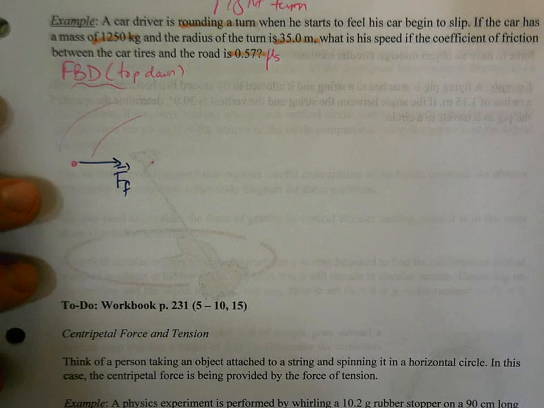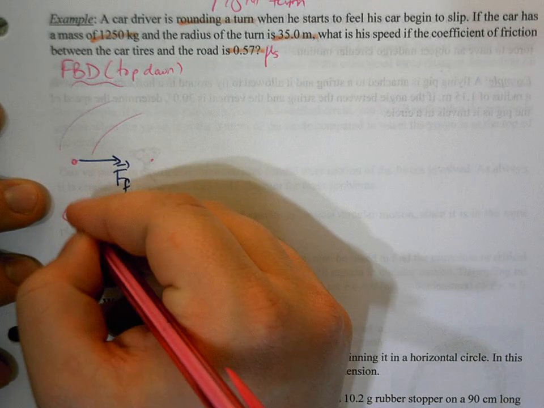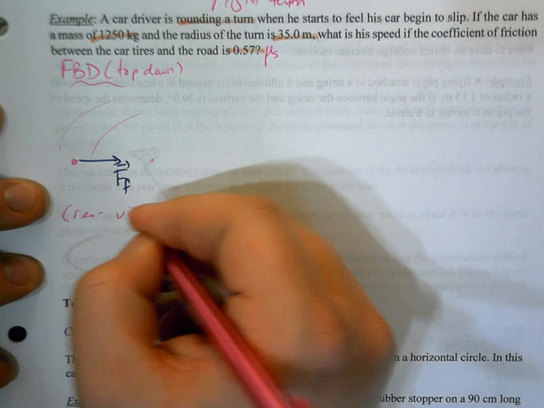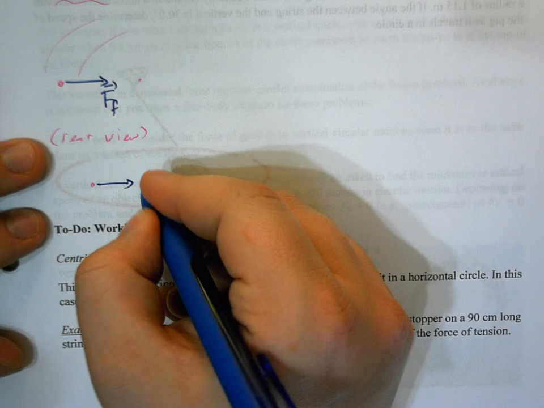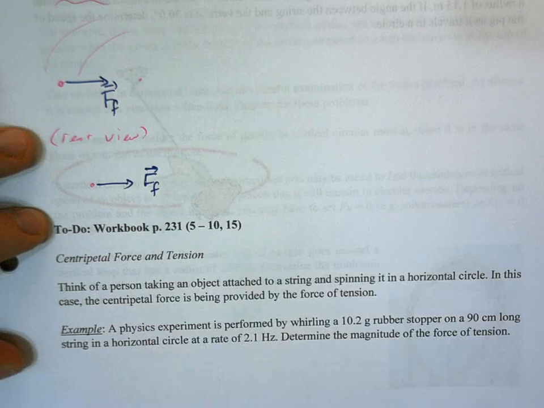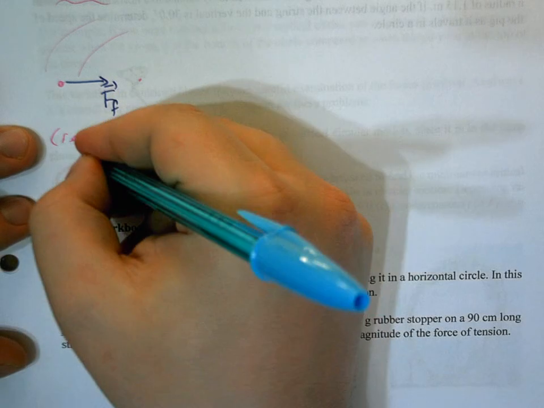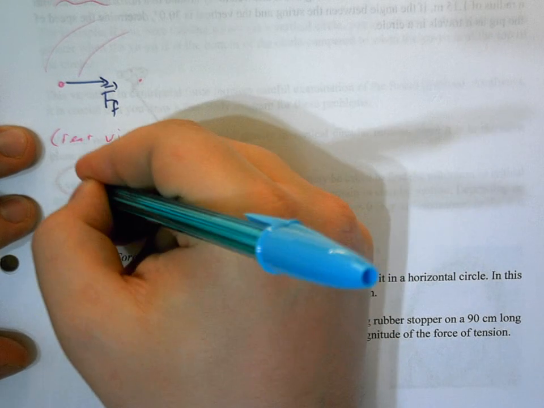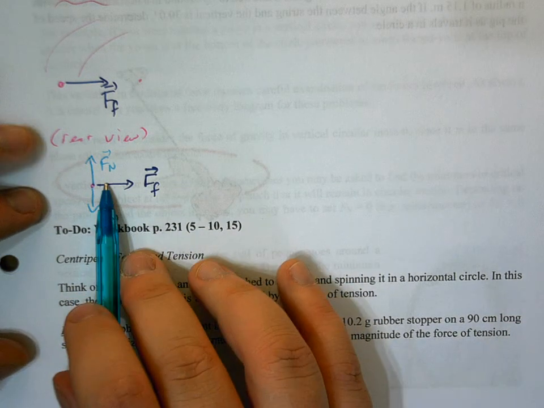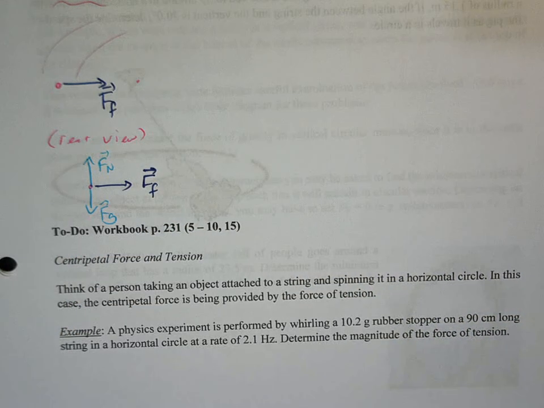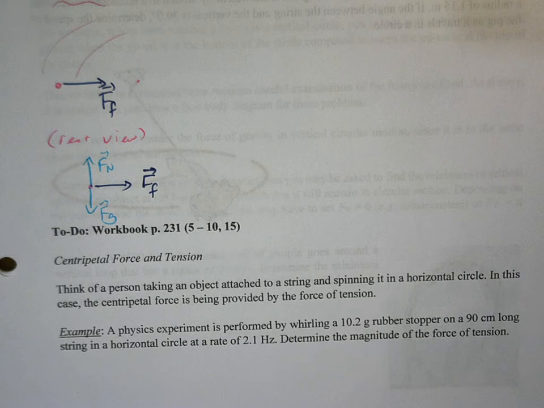If we want to look from a rear view, like if we were standing behind the car, we still have that force of friction going towards the center, and then we have the normal force going up and the force of gravity going down, and these are balanced because they're equal. We don't have the car accelerating in that y direction. So that's just something to keep in mind. Which free body diagram helps you? Well, it really depends. They both have their uses.